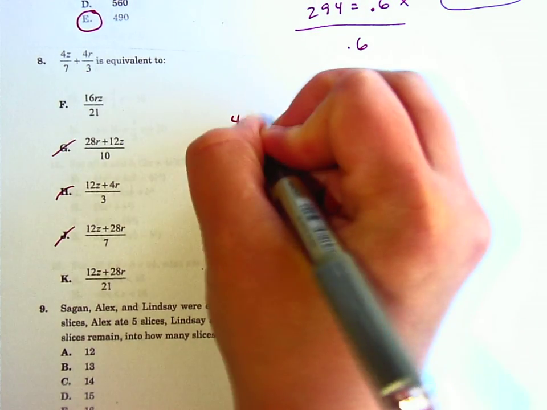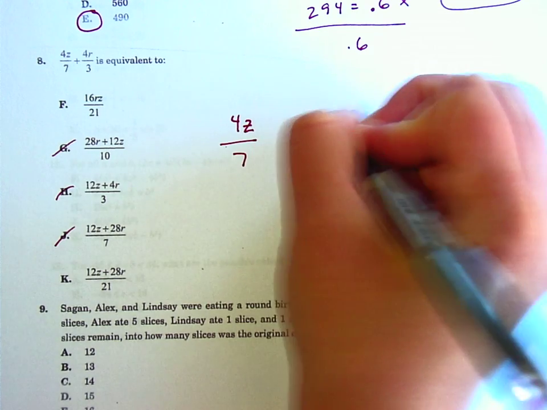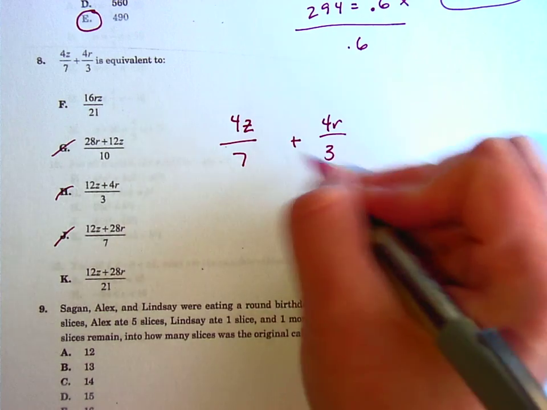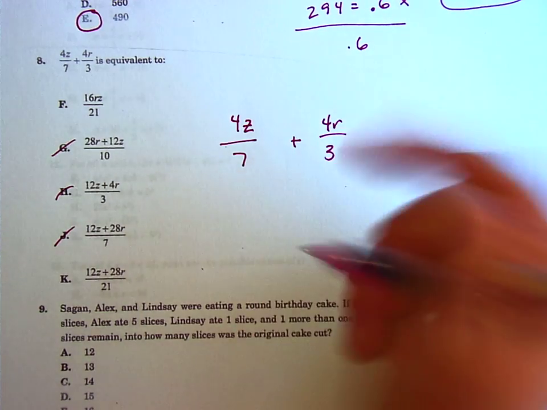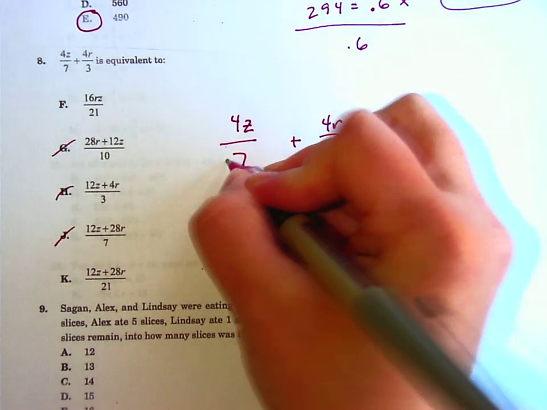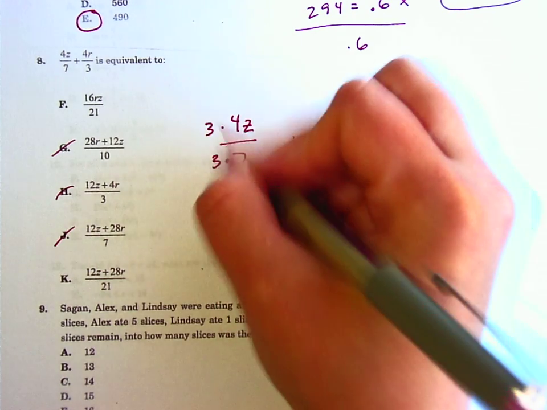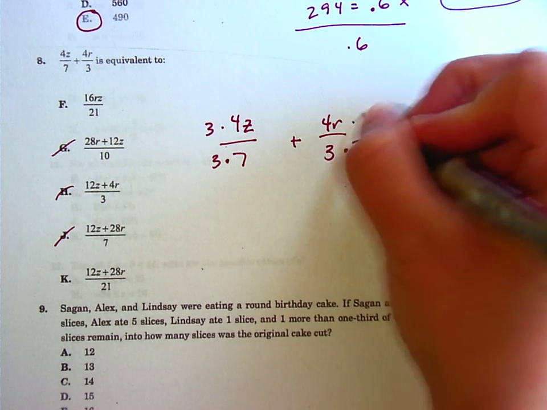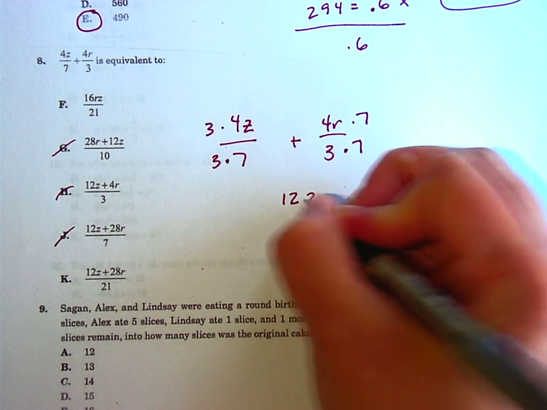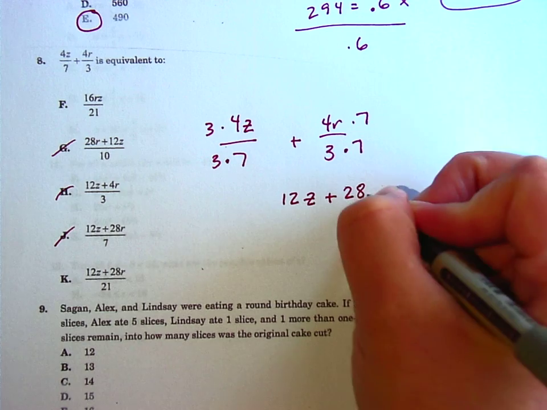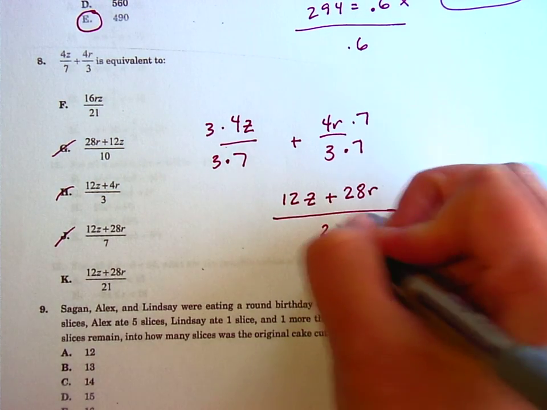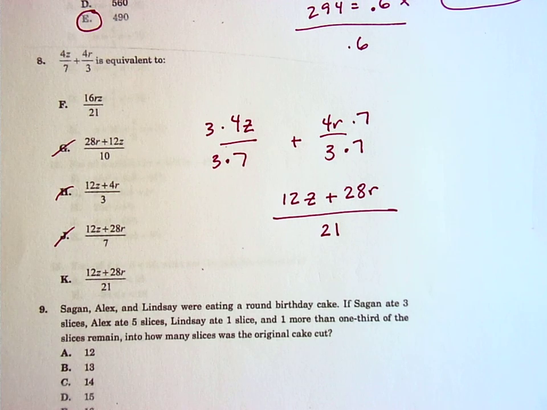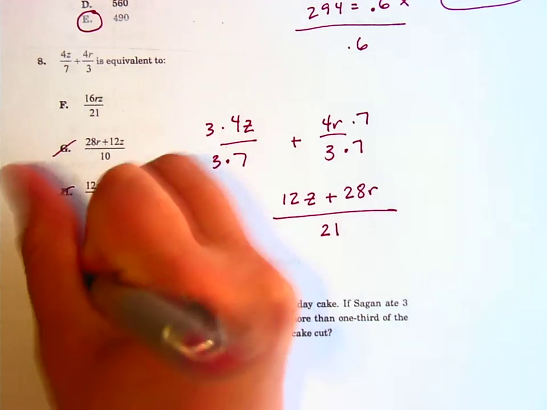So, I'll just rewrite it over here so we can see it really well. I'm trying to get to a common denominator, which would be 21. They both, 7 and 3, multiply into 21. I'd have to multiply this one by 3, and I have to do the same thing on the top and bottom to make that ratio the same, and multiply by 7 on these as well. So that's 12z plus 28r over 21. Okay, which is, it looks like K.